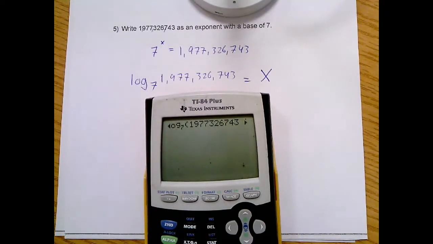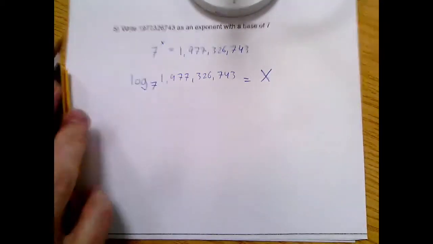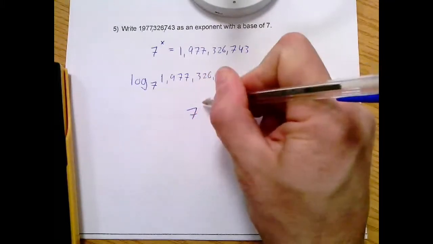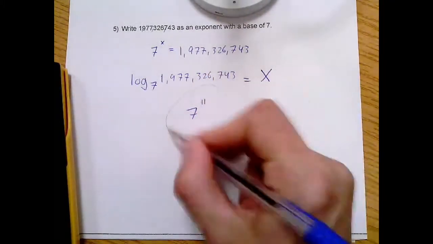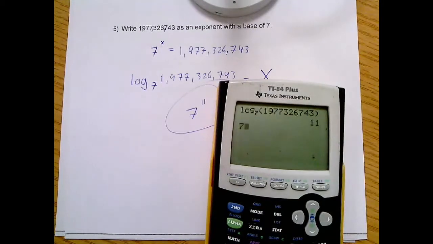1,977,326,743. Ta-da! It's 11! Great! So there you go. X is 11, or 7 raised to the 11th power. And if you wanted to check that, just do 7 raised to the 11th power. You get the same value. And there you go. Good job.